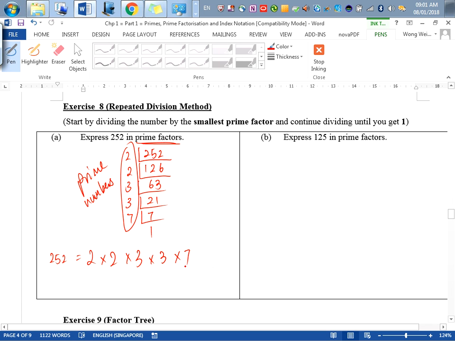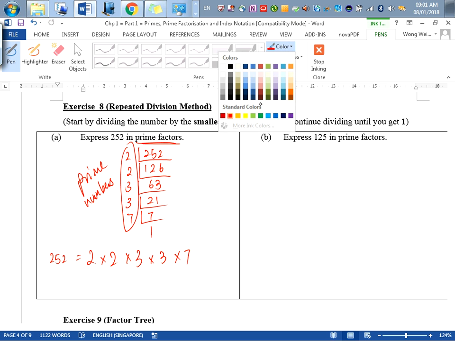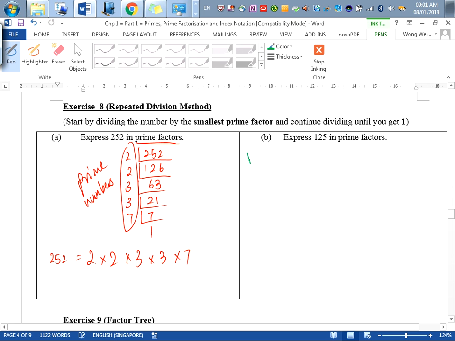Easy? Have you all learned this in primary school? No? Never, didn't learn. But easy or not? Just divide only, right? So this over here is your homework. Okay? So far, have you all learned something?